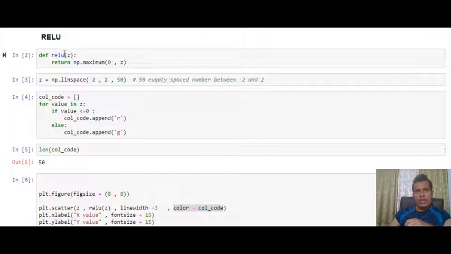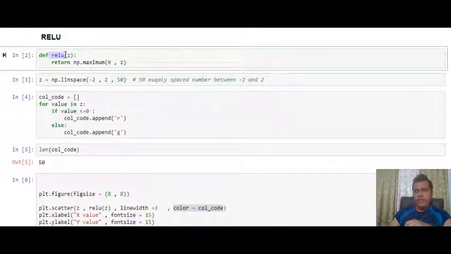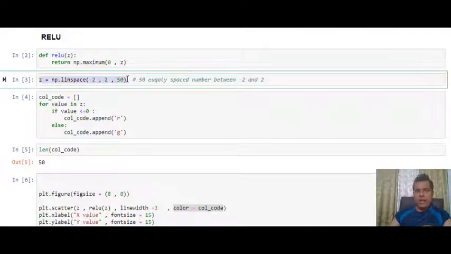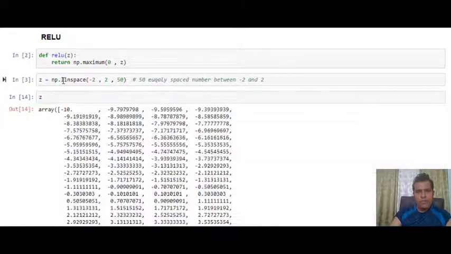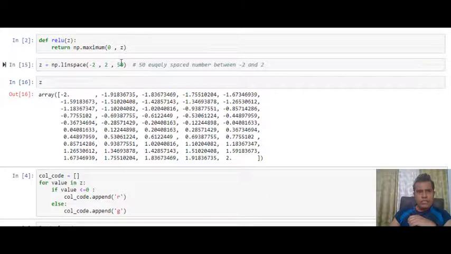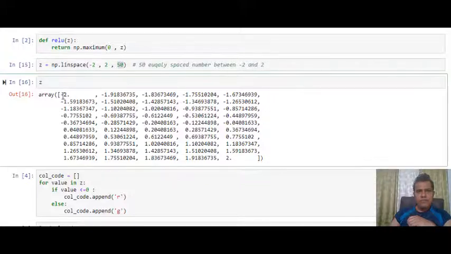At line number 2, I have written def ReLU. I'm creating one user defined function and I'm returning the maximum value, either 0 or z. At line number 3, I have created a variable z. What does this z variable contain? This z variable contains 50 numbers. If we look at this variable z, you will see that z contains 50 numbers starting from -2 and going up to 2, at equal intervals.